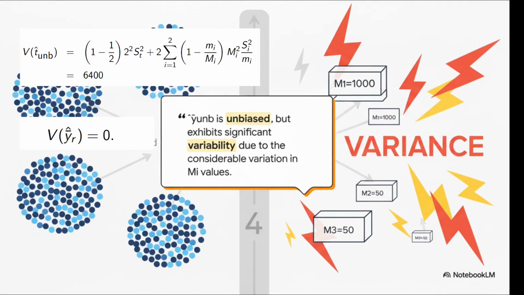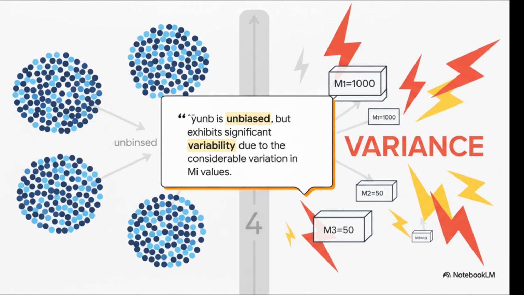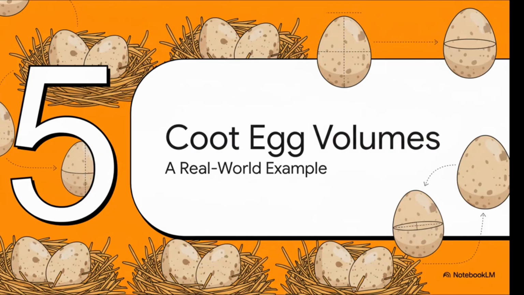This is a huge lesson in survey design. Unbiased does not always mean good. Sometimes an estimator with a tiny bit of bias, but much, much lower variance, is way more useful in practice. Okay, puppies are fun, but let's see how this works in a real scientific study.